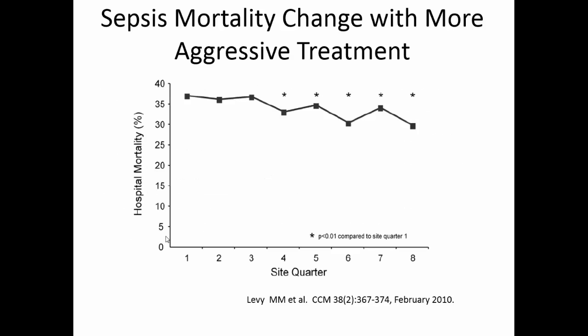Here is a more recent study from 2010 that showed what we can do to make a difference with sepsis. The left side of the slide there shows hospital mortality. And what happened here is they initiated an aggressive treatment plan for sepsis. And they've graphed their mortality by quarter. And as you can see, as they became more effective in their aggressive treatment plan, the mortality dropped from about 37% down to 32, 31%. So, 5-6% decrease in mortality just by changing their treatment plan. That's pretty important to note.